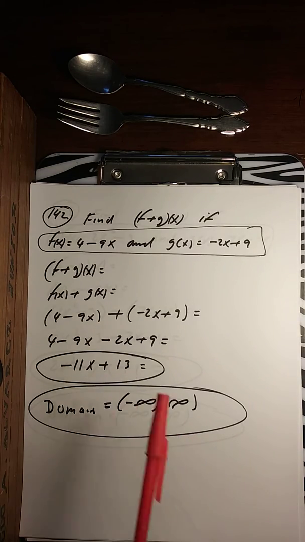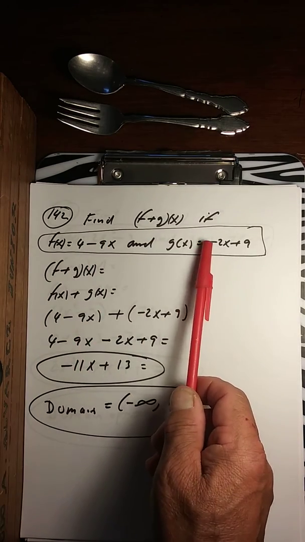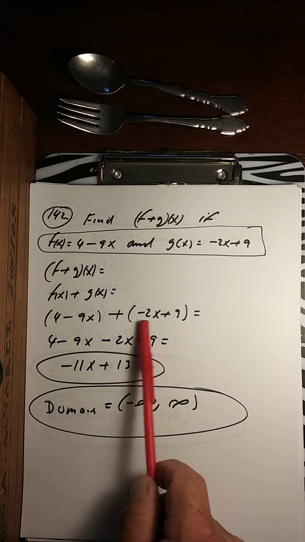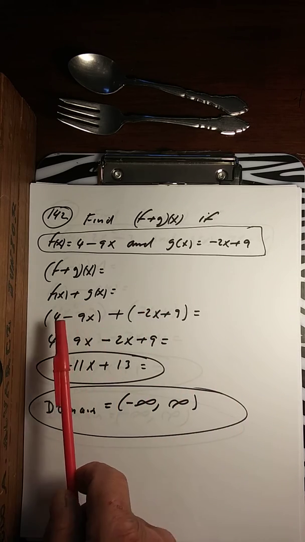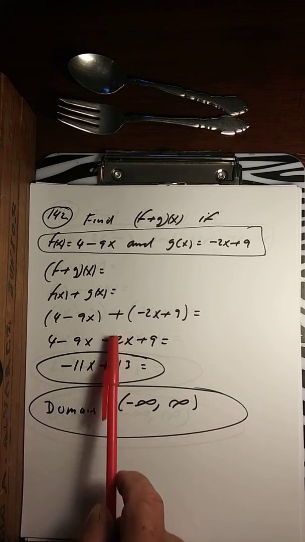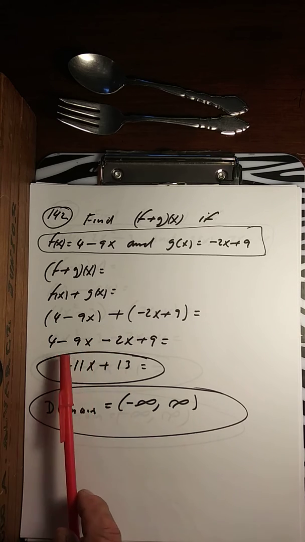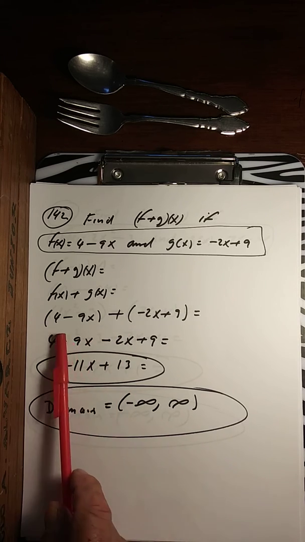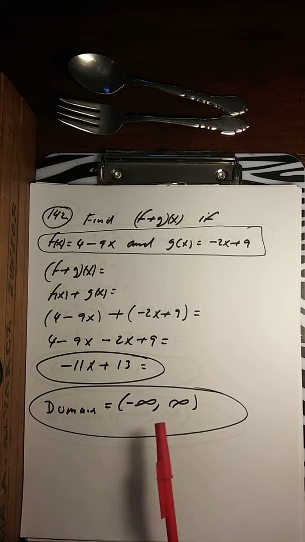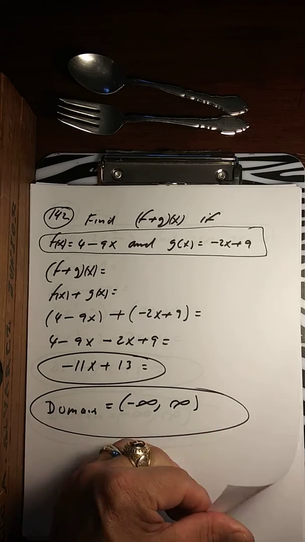Okay, add the two functions. f of x is this, g of x is that. So add them means add the first one to the second one. So now, ready? Take the parentheses off. So we have x and x is negative 11x, and that's going to be 13. Domain is negative infinity to infinity, means any number you want to use is fine.